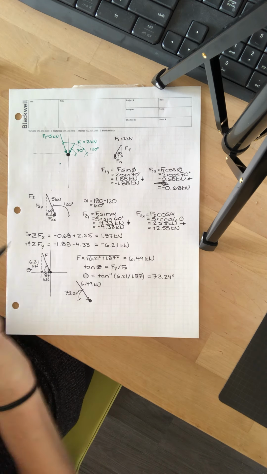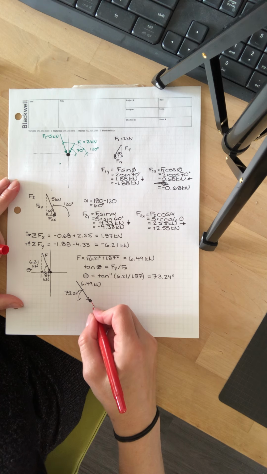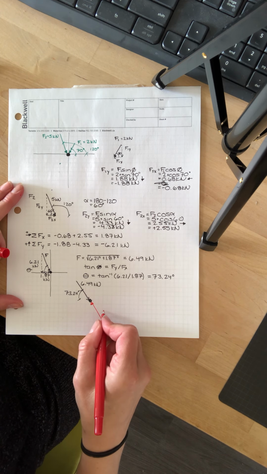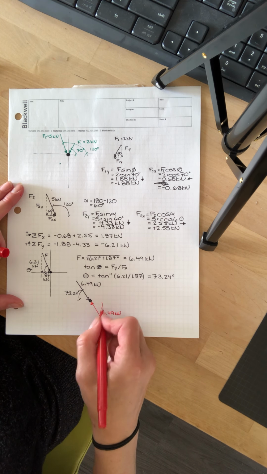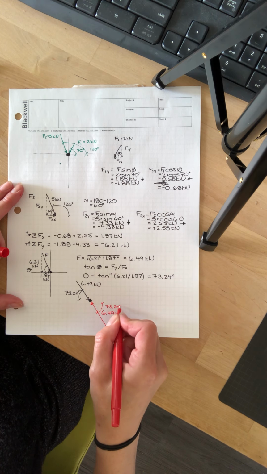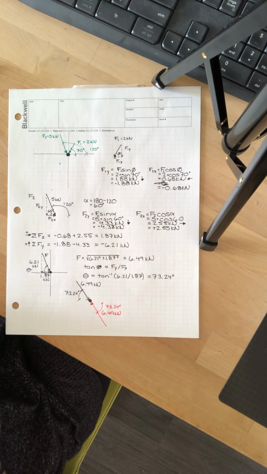But they asked us for the reaction. We need something that is equal and opposite. So we need something that is 6.49 kilonewtons, 73.24 degrees from the other side of the x-axis.